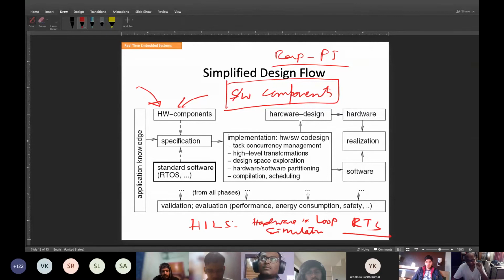So if you build a real-time simulator, you are going to make lots of money. I'm telling you, embedded system is a money-making subject. Remember this, 100%. If you want to earn lots of money, learn embedded system. I'm telling you. Okay. So therefore, software components are very, very expensive.